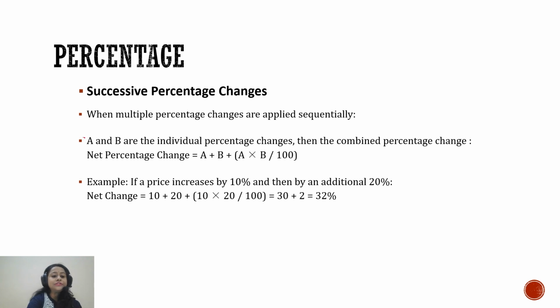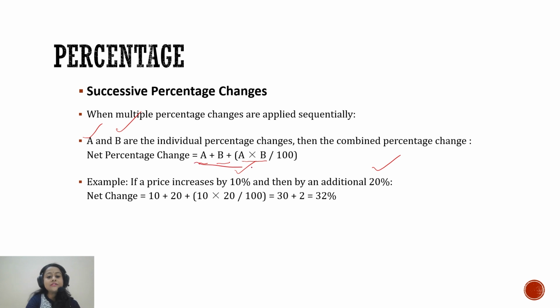So suppose A% is the increase in the first week, and suppose B% is the increase in the price in the second week. So what will be the total percentage change? What is the formula for total percentage change? Then the total percentage change will be A plus B plus, in brackets, A into B by 100. As simple as that. And a numerical example is also given here: the price first increases by 10%, and then there is an additional increase of 20%.